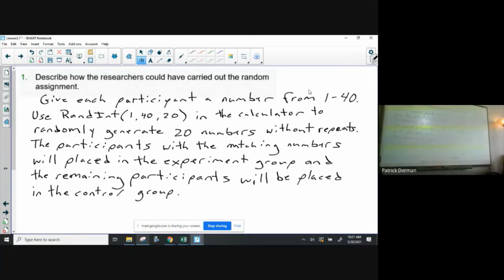I think we did it. Fantastic. And that is how we would use a process of random selection to assign subjects into a control and an experiment group. All right.